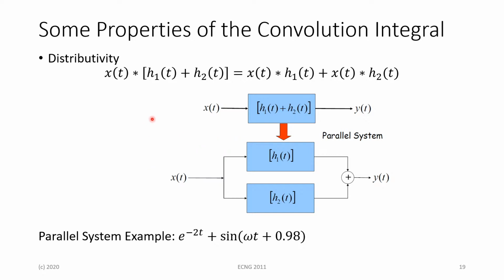If you have the convolution of something, but in the brackets you have the addition of two signals, this is similar to convolving x of t and h1, and then adding the result to the convolution of x of t and h2. This is the distributivity property, which results in a parallel system, as you can see here. The convolution properties for associativity and distributivity are similar to the properties of multiplication. Once you remember that, it's the same thing, it just applies to convolution instead.